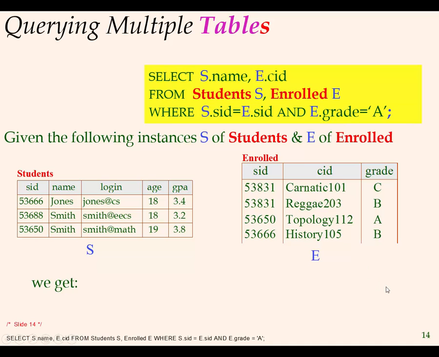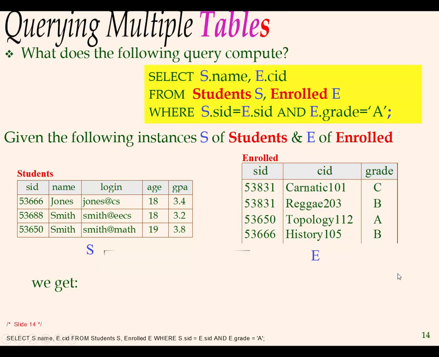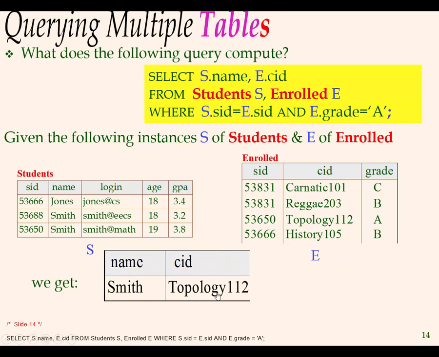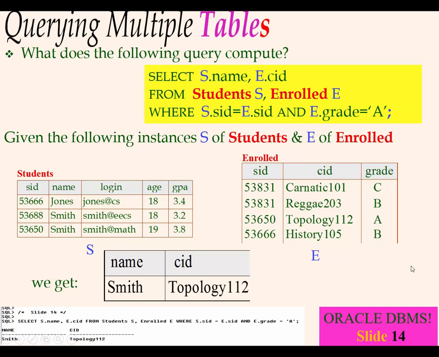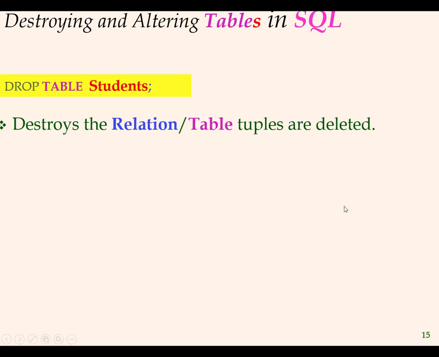So this will return the name of the student that got an A in what CID, course ID. So the output relation will have two attributes, and the only tuple that qualifies is the name Smith. And let's see, he got an A in topology 112, 53650. So here is the answer, which is again in itself a relation. So I did verify this, that is correct.